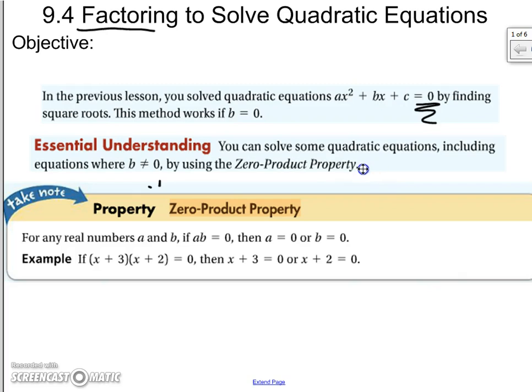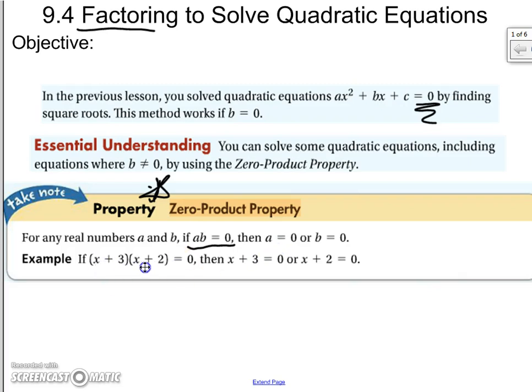The key to solving quadratic equations by factoring is what we call the zero product property. Recall product meaning multiplication. So we're looking at this statement right here: A times B equals 0. In order for that to be a true statement, either A would have to be 0 or B would have to be 0. So in order to multiply to get 0, one of your factors would have to equal 0.